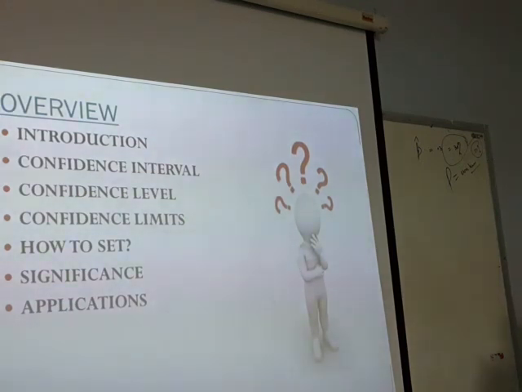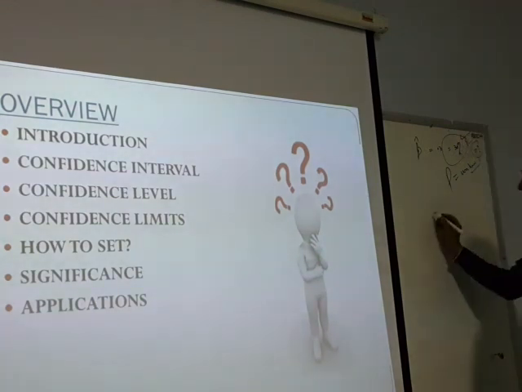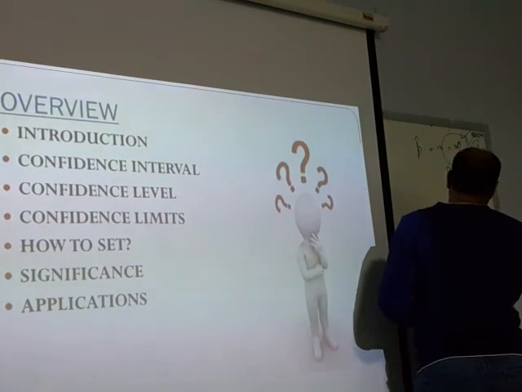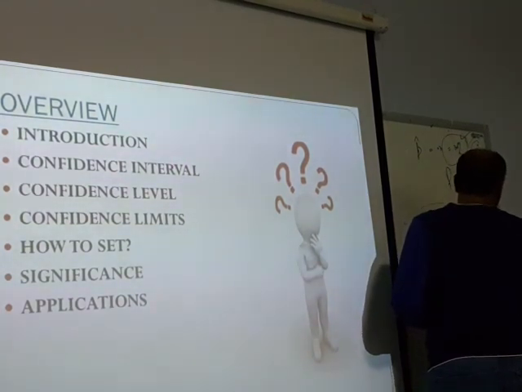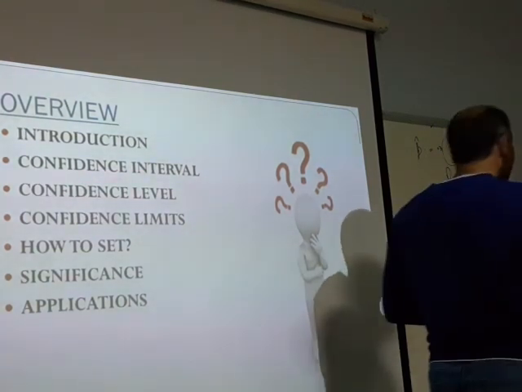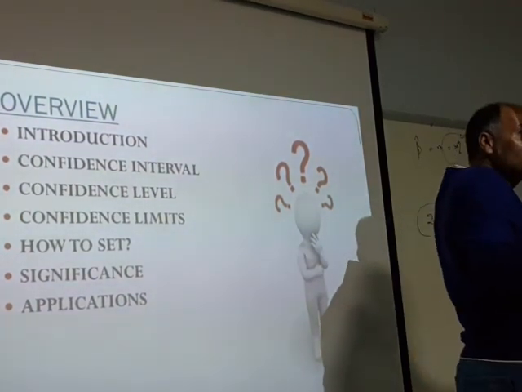So to overcome this uncertainty, rather than giving only one value, I will give a range of values. I will give from 25, 30 to 35. Instead of giving one single number, I will give a range. Why am I giving this range?